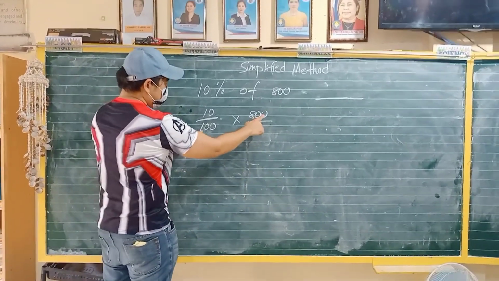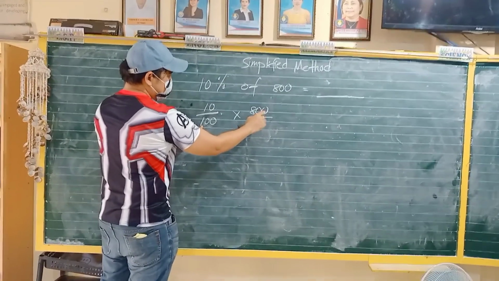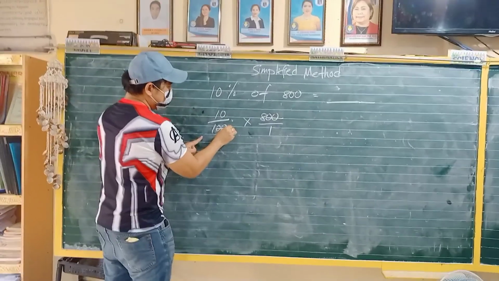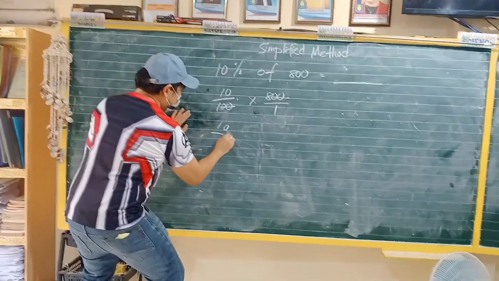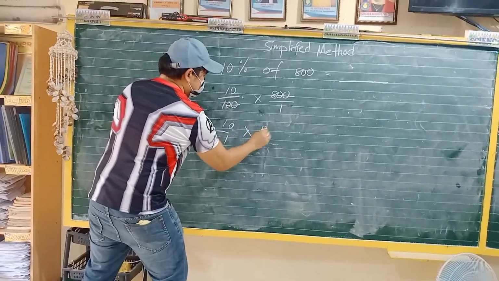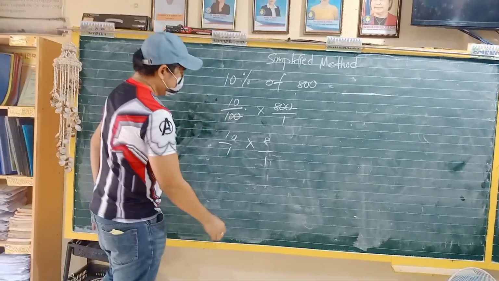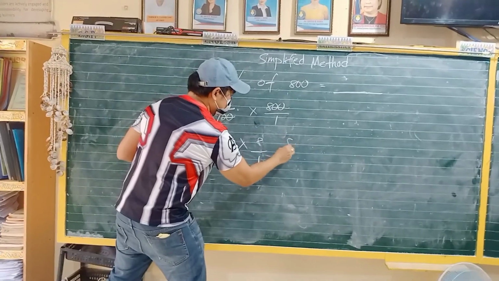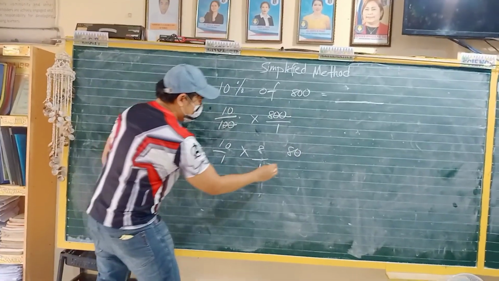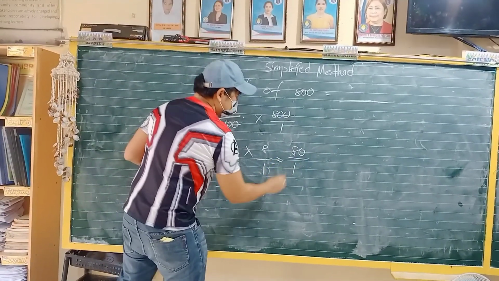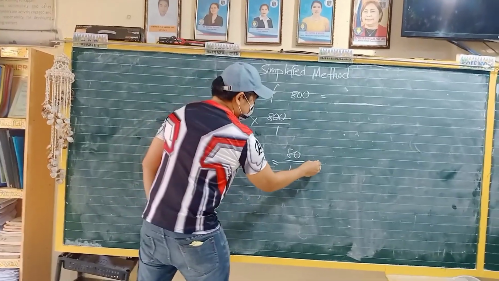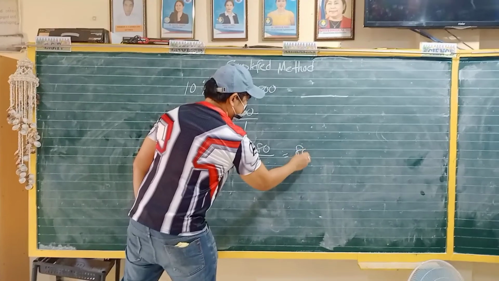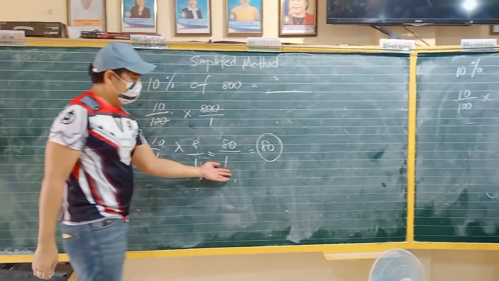So here and here, we have 2 zeros. So cancel this 2 0 and cancel this 2 0. So what remains is 10 over 1 times 8 over 1. So let us multiply. So 10 times 8 equals 80. Then 1 times 1 is 1. So we have the answer here. So 80 divided by 1 or 80 over 1 equals 80. We arrive to the same answer.